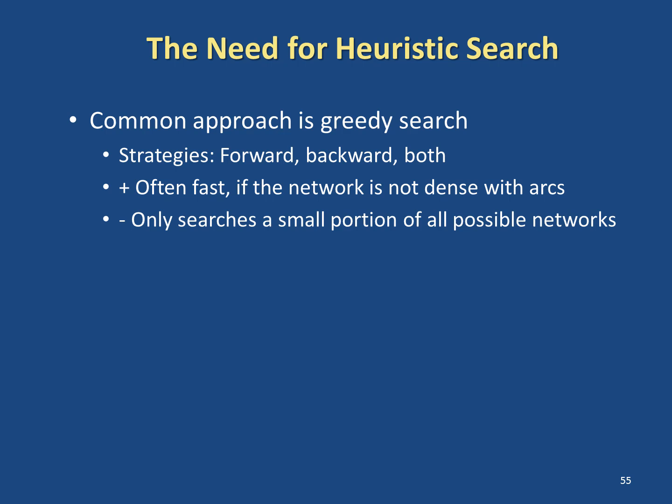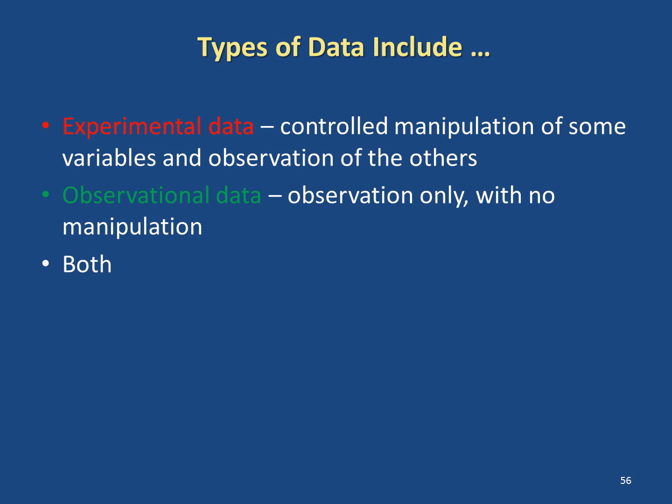These kinds of algorithms are often fast, this kind of greedy search, particularly if the data generating causal network, or causal model, causal system, is not dense. But of course it only searches over a small portion of all possible models, so there's no guarantee that you're necessarily going to find the causal model that's generating the data.